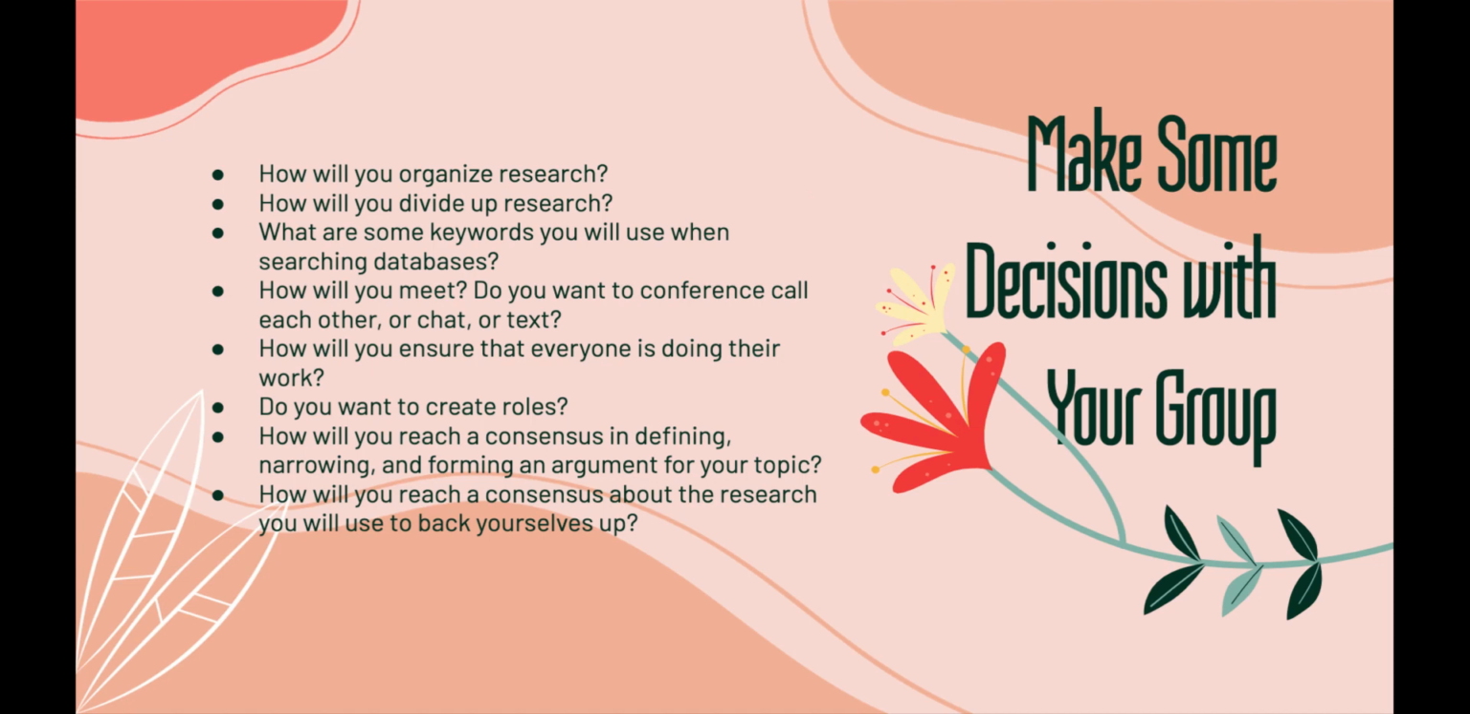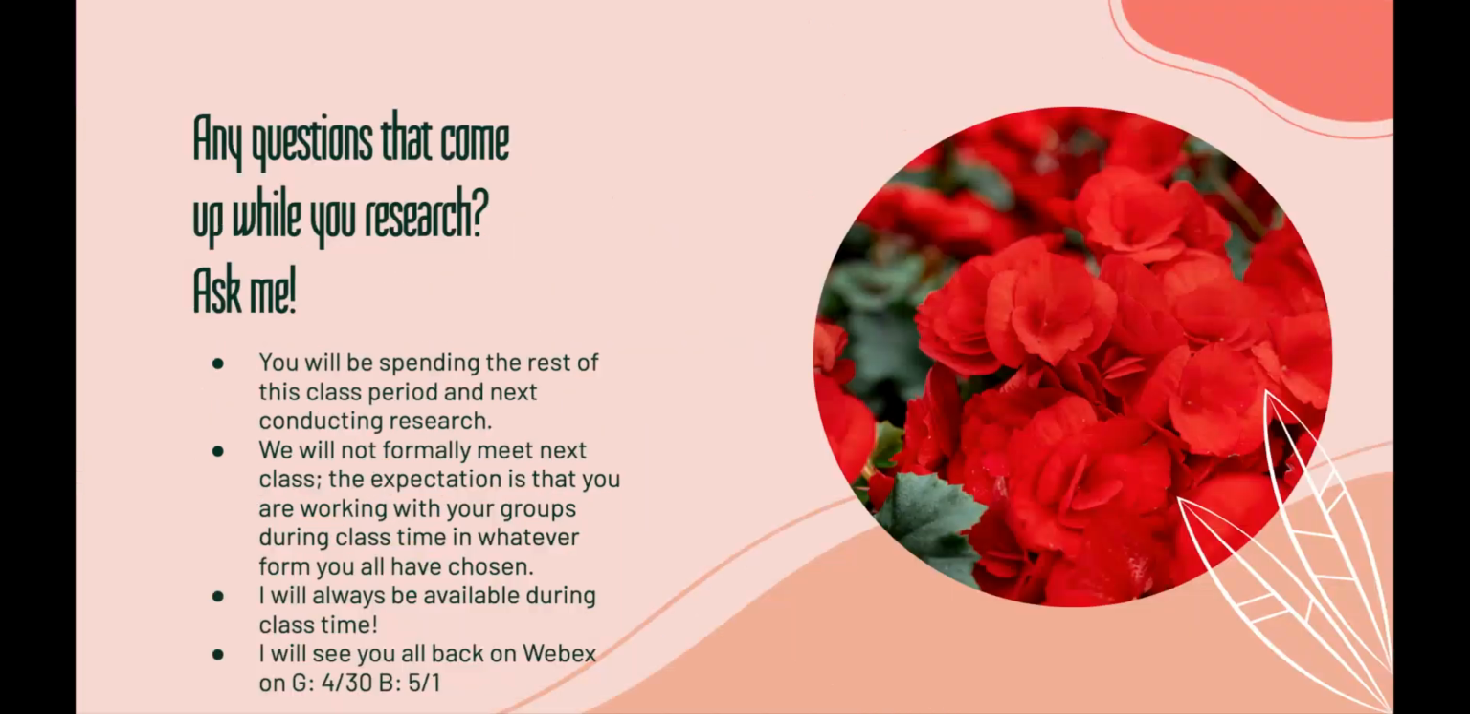So what's going to happen? How are you going to ensure that everyone is doing their work? Do you want to create roles? How are you going to reach a consensus in defining, narrowing, and forming an argument for your topic? How will you reach a consensus about the research you are going to ultimately use to back yourselves up? There's a lot of questions that come with working with a group, and maybe not all of these are ones that you have to answer today, but organizing, dividing up work, and thinking about how you're going to meet, those are things that you're going to have to make some decisions about.